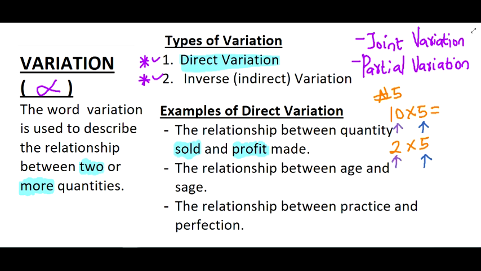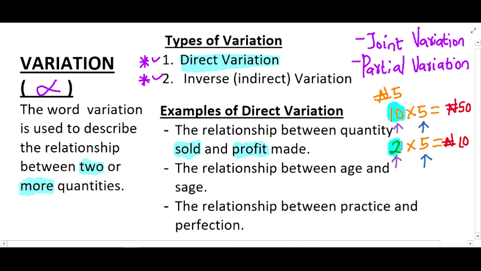Okay, let's also relate this to the profit made. 10 times 5 is 50, right? So I make 50 naira when I sold 10, and here I made 2 times 5 is 10, only 10 naira. So you see that when I sold more, I made more money. And when I sold few or little, I made little money. This is 10 naira, not this 10. So it means that there is a relationship between the quantity sold and the profit made.